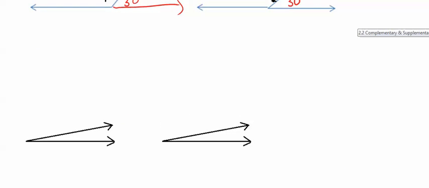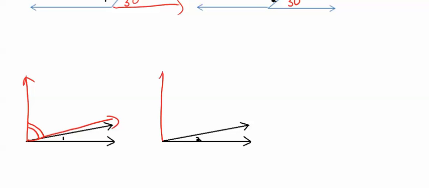The same can be said with complements. If I have 2 angles, angle 1 and angle 2, and we draw its complement, but we know that same angle is a complement to the second angle, they have to be congruent.